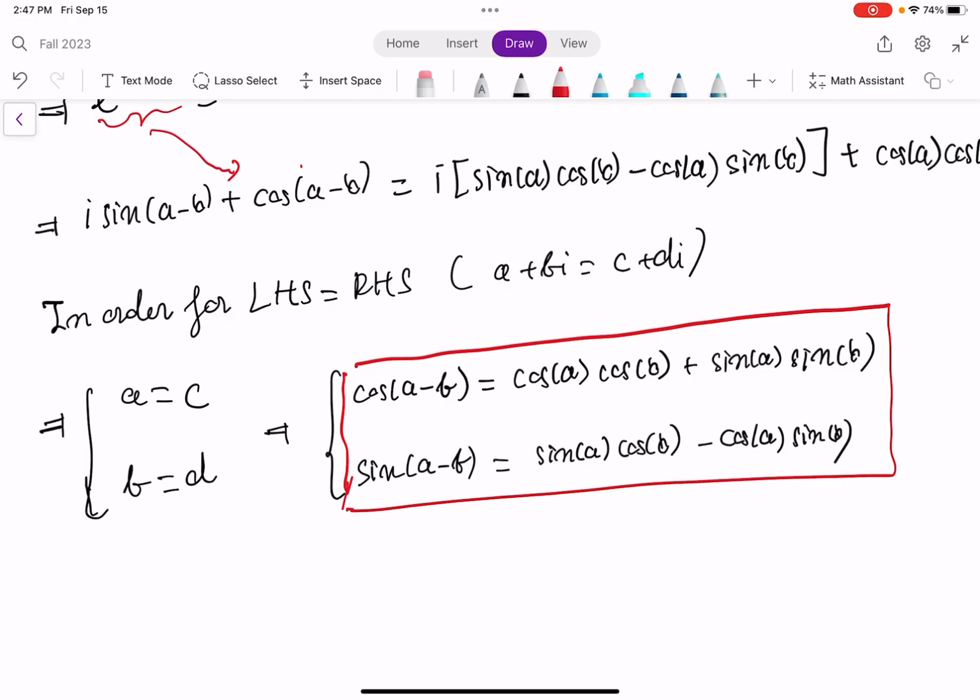Very good. In the next video, I'll show you how to use this to derive things such as cosine 2x and sine 2x, and how you proceed with that.